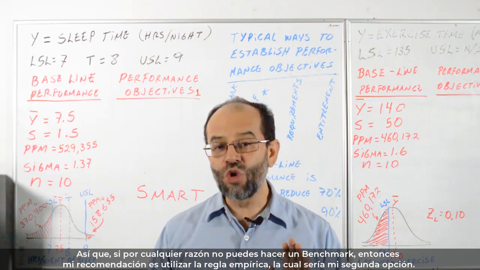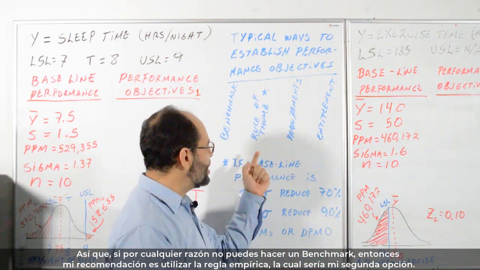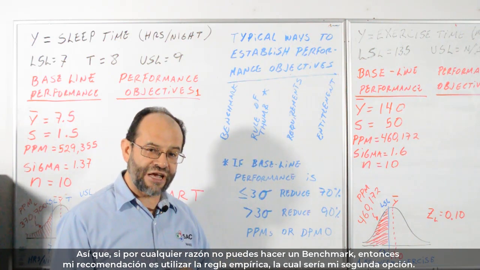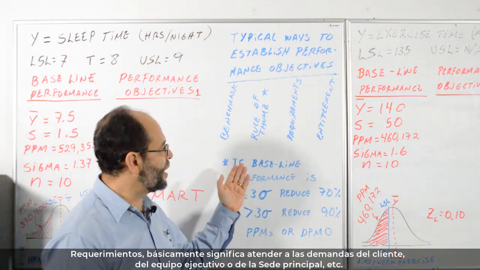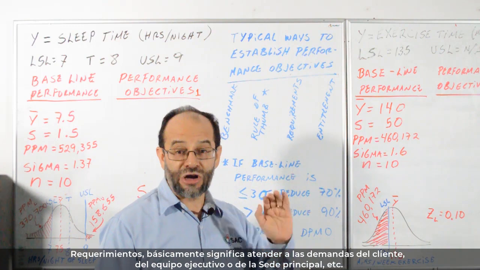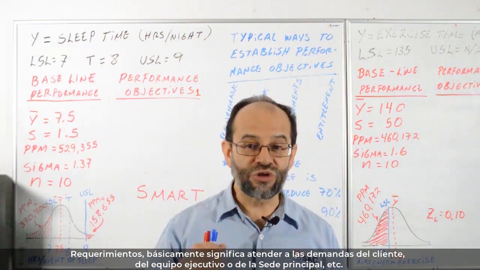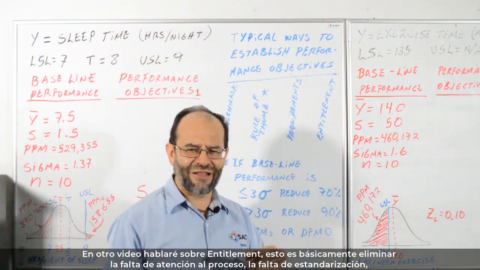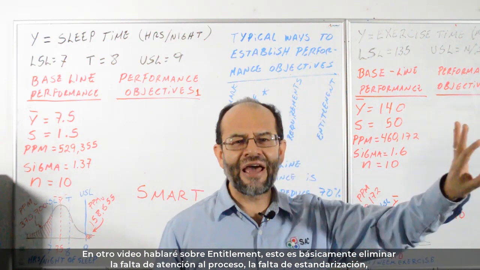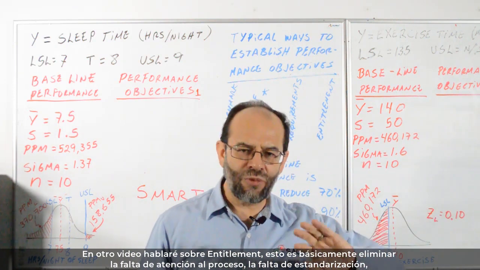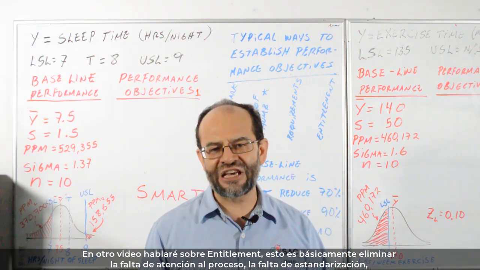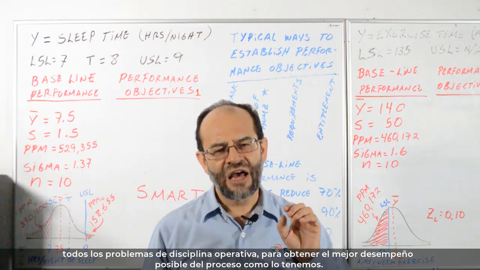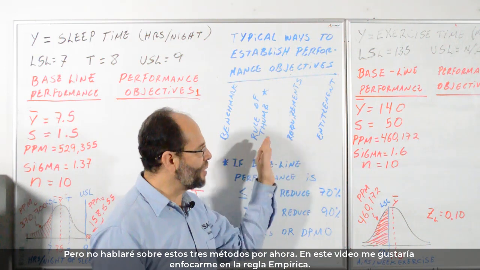So, if for any reason you cannot do a benchmark, then my recommendation is that you use the rule of thumb, and that would be my second option. Requirements is basically a requirement from the customer, from the executive team, from the headquarters, etc. And in another video, I'm going to talk about entitlement. Basically, entitlement is to eliminate all the lack of attention to the problem, to the process, all the lack of standardization, all the operative discipline issues, to get the best that you can get from the process as it is now. But I'm not going to talk about those methods right now.